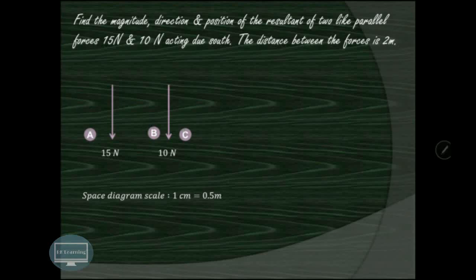Now let us select the Bow's notations A, B and C. It means that in this particular case, this 15 Newton force is represented by this AB, then this 10 Newton force is represented by this BC on our vector diagram.